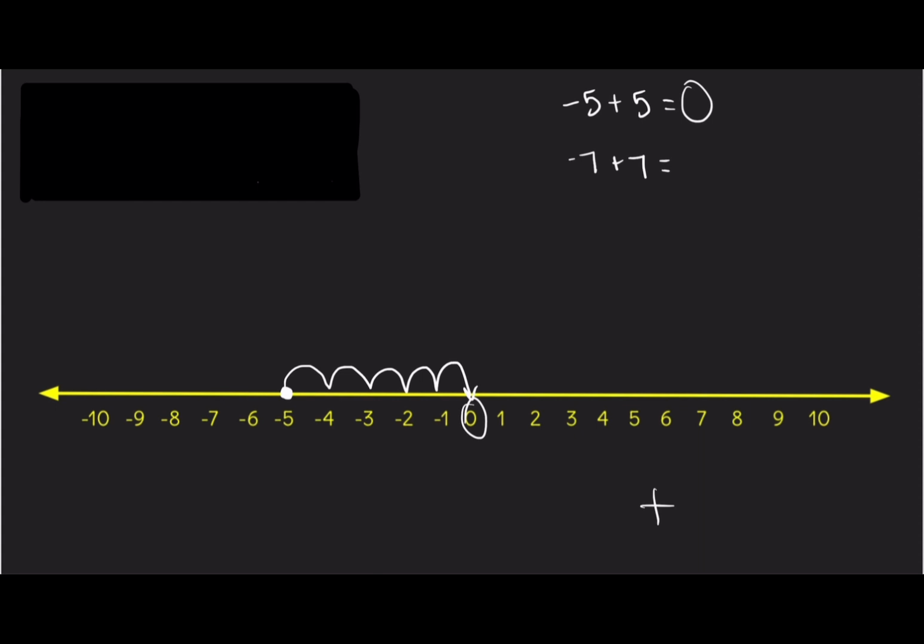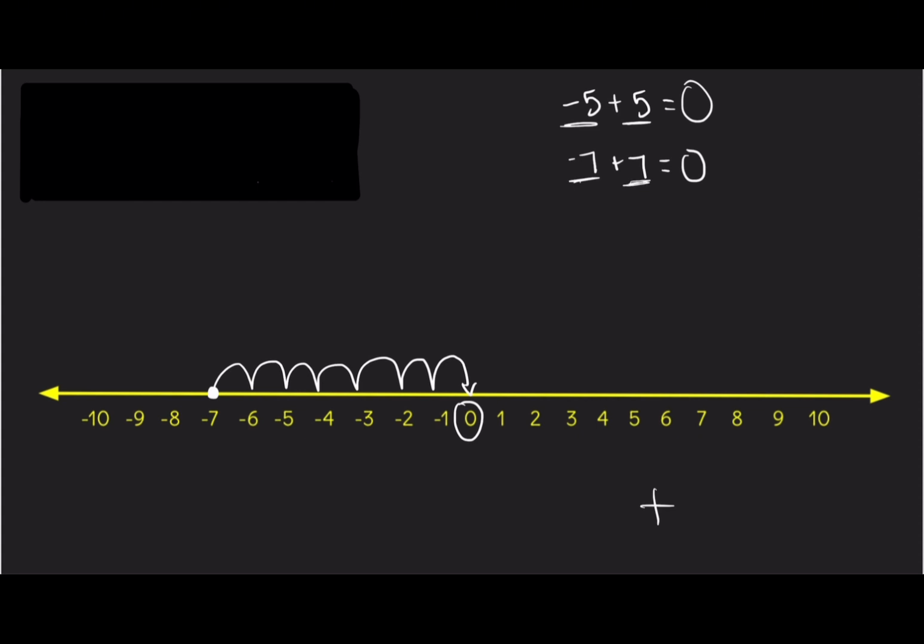Now let's do the next one. Negative 7, and then we're going to add 7. So our answer for this one is also 0. So we have negative 5 and a positive 5. These are opposite numbers. Negative 7 and a positive 7. These are opposite numbers.